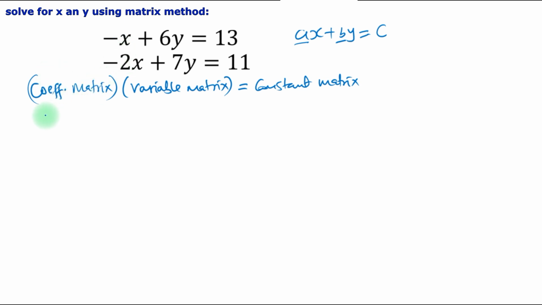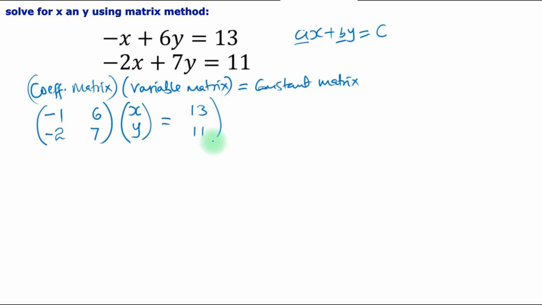For the first equation, we have minus 1, that is the coefficient of x. Then the coefficient of y is 6. The coefficient of x is minus 2, that's for the second equation, and the coefficient of y is 7. So that is the coefficient matrix. Then the variable matrix, we write in that order. We start with x, then y, will be equal to the constant matrix, that is 13, 11. Remember to write them in a matrix form, row and column.